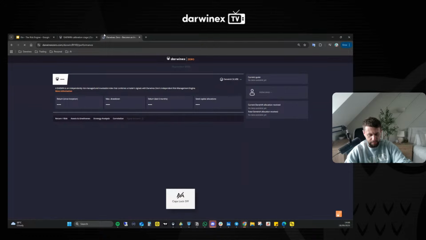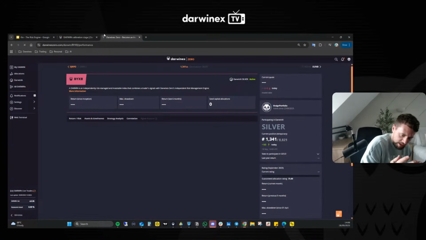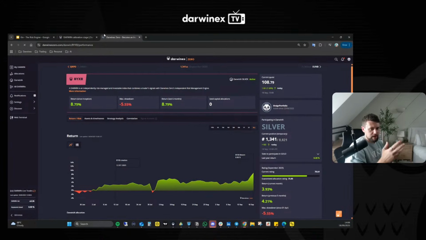So this is my second portfolio. It copies all the same trades that XAQP has, which is the main portfolio. But then I also have two separate strategies running alongside the XAQP stuff. So I have a grid system and I also have a carry trade system.